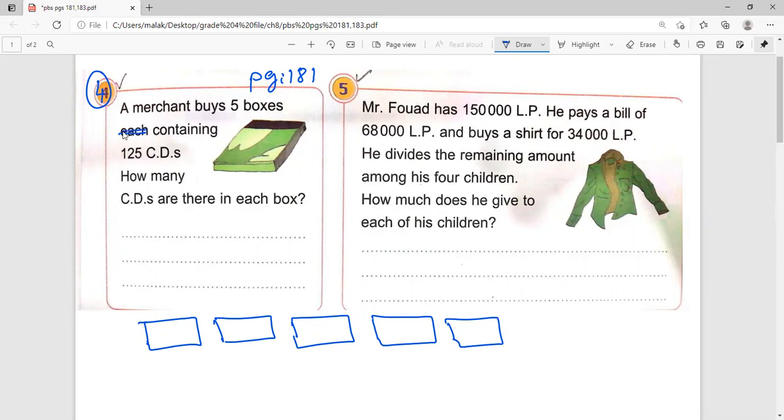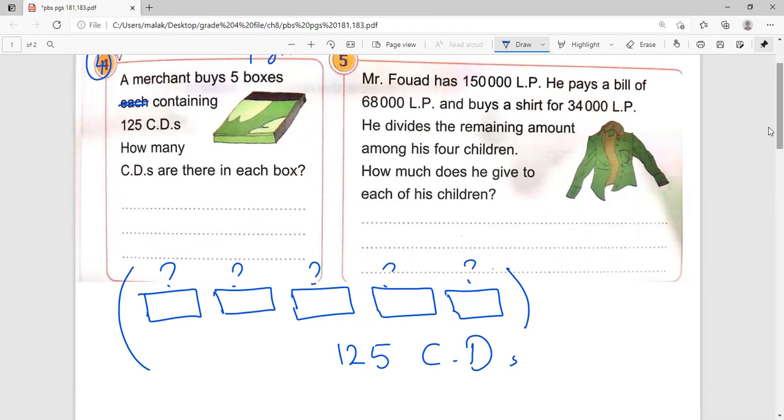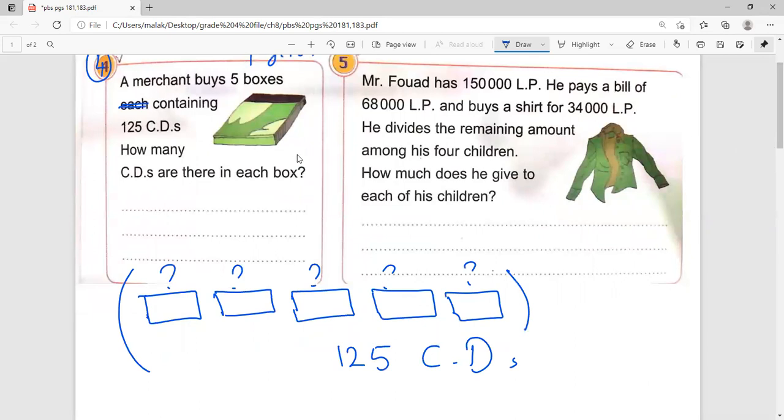Okay? I mean, a merchant buys 5 boxes, each containing 125 CDs. Cross out the word each, please. There's a mistake here. Here they mean that in all these 5 boxes, there are 125 CDs. Okay? We want to know the number of CDs in each box, how much. The keywords that tell us we have to do what here? Times, divide, plus or minus. Here first, do we know the total number? Yes, we know the total number. What is the total number of CDs? 125 is the total number.